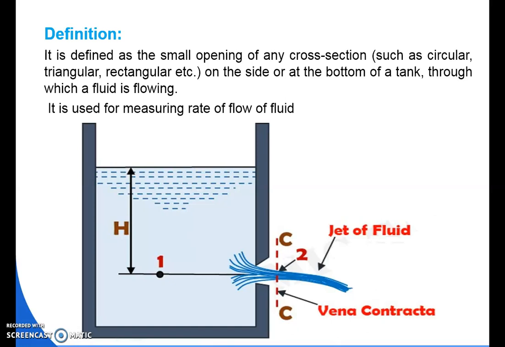So, what is the definition of orifice? It is a small opening of any cross section, that may be circular, triangular or rectangular, on the side or bottom side of the tank, through which the fluid is flowing. Generally, an orifice is used to measure the flow of liquid, that is, the rate of flow of fluid.